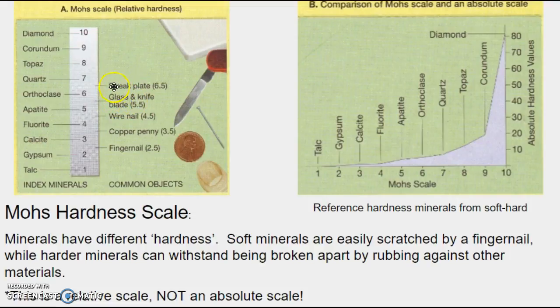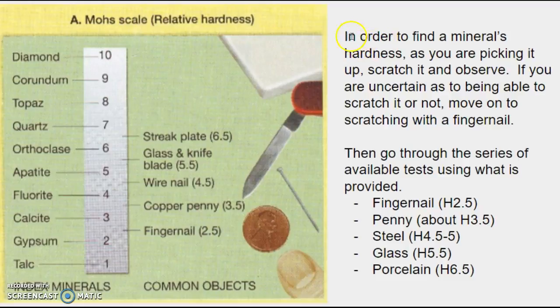And lastly, we'll use a streak plate. Our streak plates are probably closer to a hardness of 7, but it says 6.5, and that would work. So, a heads up when you're using Mohs hardness scale: in order to find a mineral's hardness, as you're picking it up, just scratch it and observe. If you are uncertain as to being able to scratch it or not, move on to scratching with your fingernail.